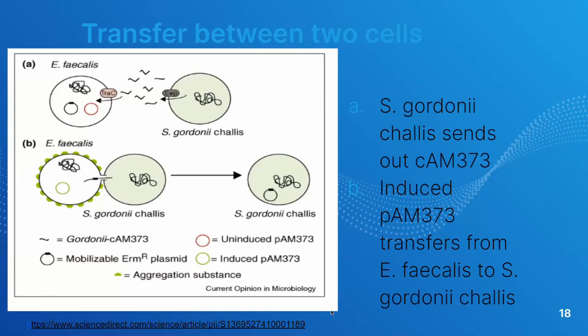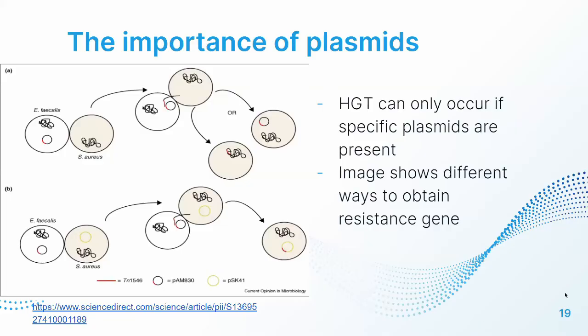And in this figure, we can see how antibiotic resistance is transferred in different ways. So here the red line represents the vancomycin resistance gene. In section A, we can see how plasmid pAM830 induces a transfer of the resistance gene to S. aureus. There are two possible outcomes. Either the plasmid pAM830 is transferred, or the resistance gene is transferred into the chromosome of the receiving bacteria.